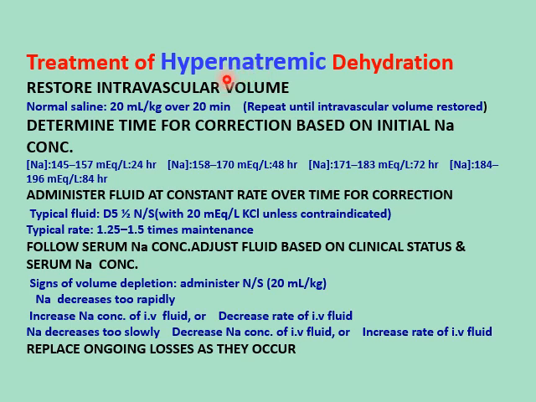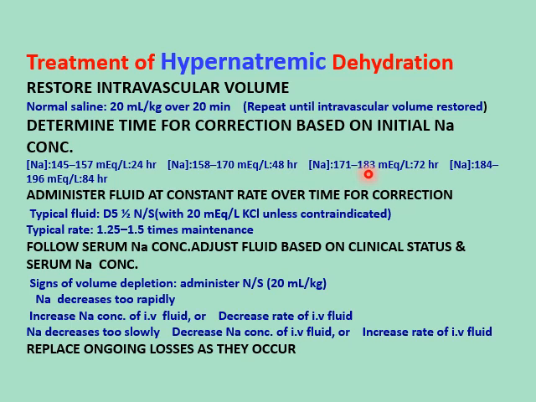So you replace as usual with normal saline 20 ml per kg over 20 minutes. Repeat until intravascular volume is restored. Determine the time for correction based on the initial sodium concentration. How long you take to replace depends on the level of the initial sodium concentration. With 157, this is simply 24 hours. When it reaches 170, you need 2 days to correct the fluid.